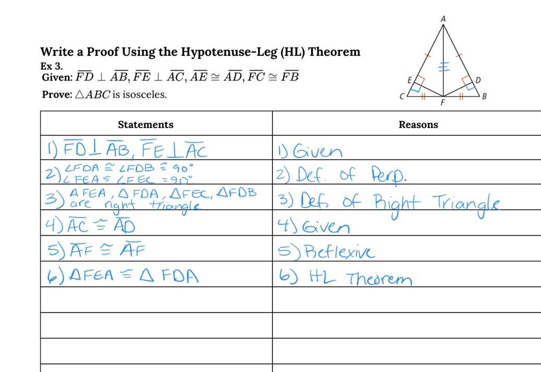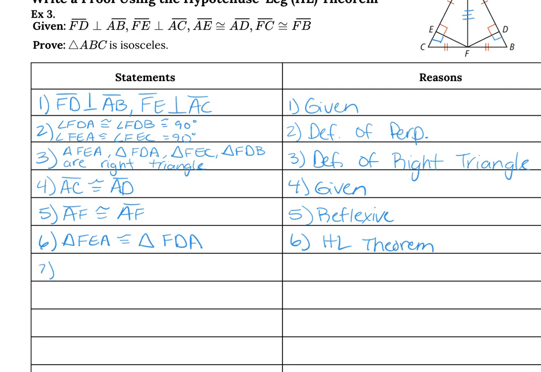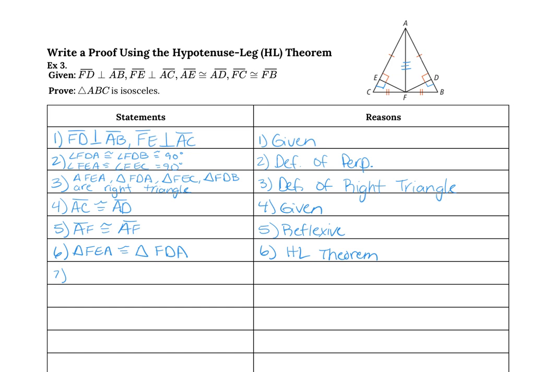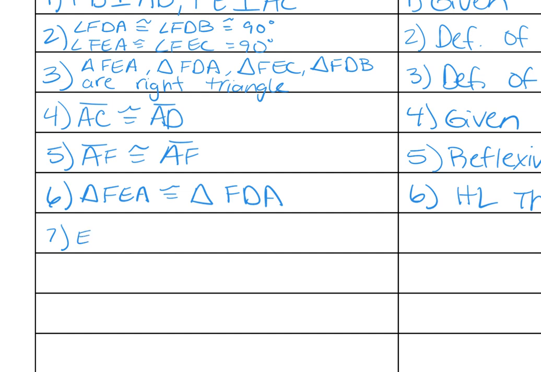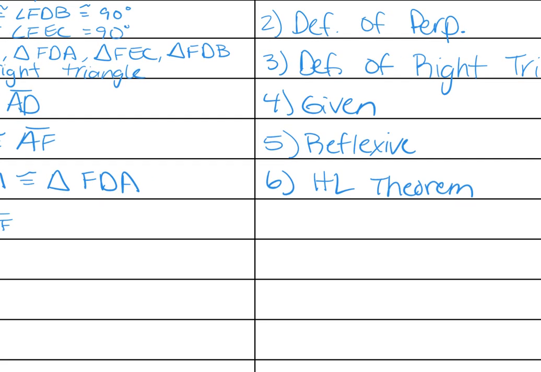Okay, 7. I can prove that EF and DF are congruent. So I can prove that those two are congruent because I've proven that the two hypotenuse triangles are congruent. So EF was congruent to DF through corresponding parts of congruent triangles are congruent.